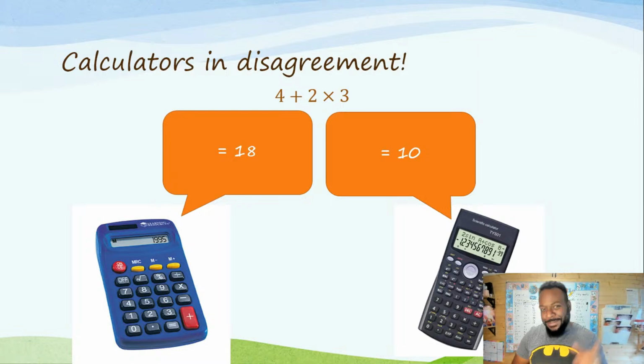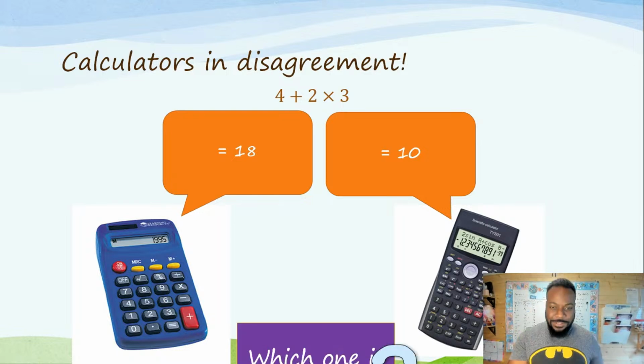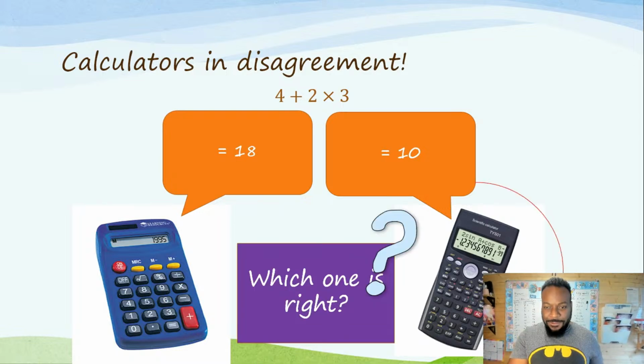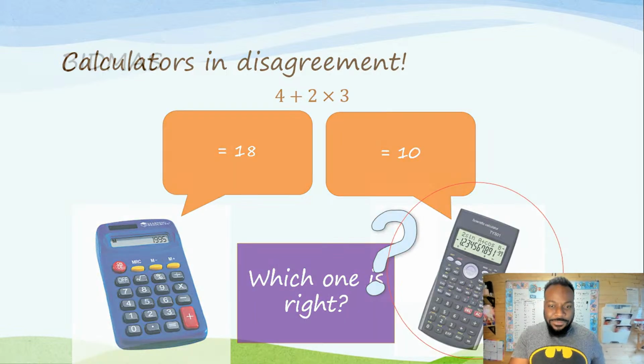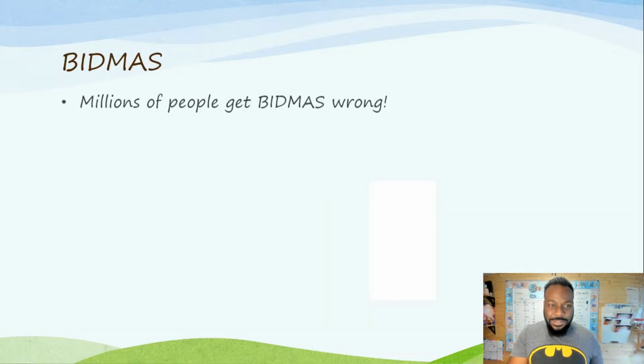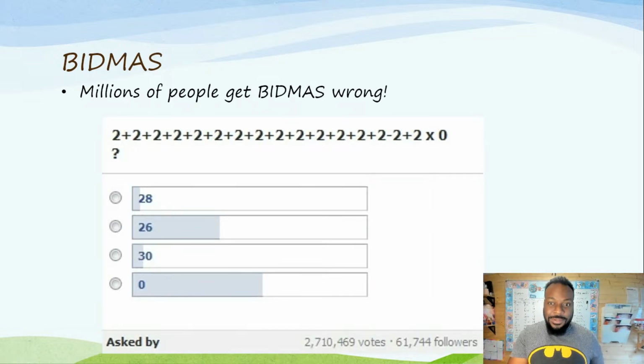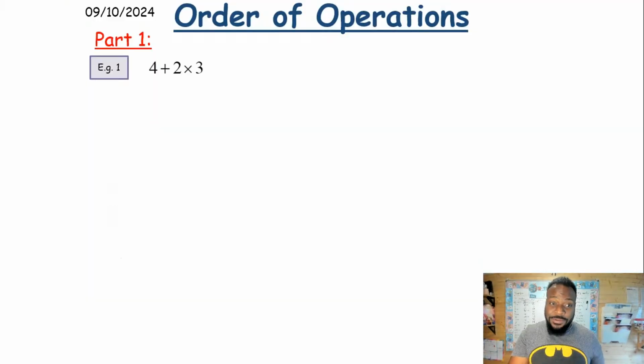BIDMAS helps. 2 times 3, which is 6. And then we have 6 plus 4, 10. So, BIDMAS rules. 10 is the answer. Okay, there we go. Yes, it's a true story. Millions of people get BIDMAS wrong.